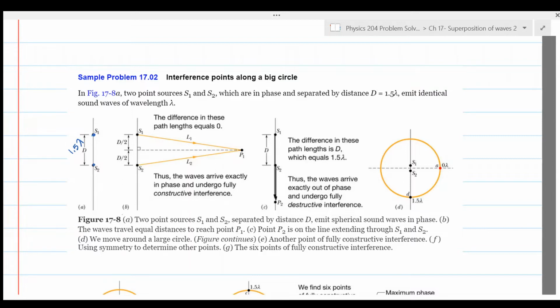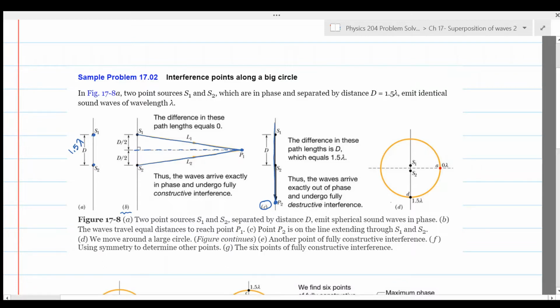So in figure B, we have our first situation. The wave is traveling along the path S1, P1. This is our first wave. And the second wave is traveling along S2, P1, with P1 lying on the perpendicular bisector of S1, S2. In figure C, we have the second situation. We're studying a point P2, which lies along the line S1, S2. And we are interested again in studying what kind of interference we have.